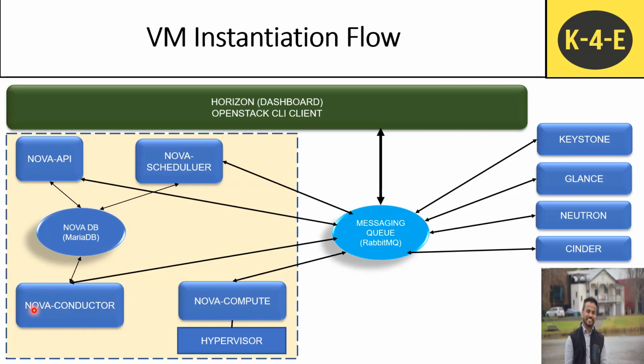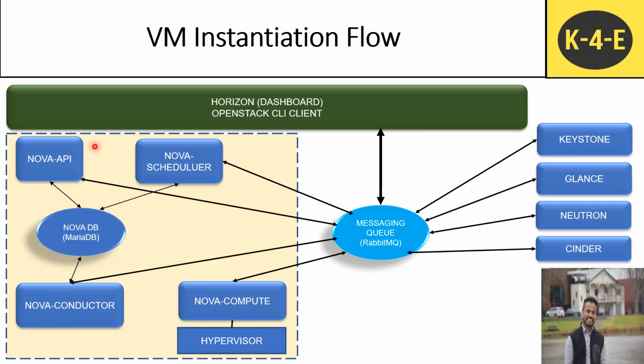So it will talk to your Nova conductor, because Nova conductor can talk to the database and it can provide information. It will check all the information and provide it back to Nova compute, saying this is the information you have, this is every piece of information related to the instance. Now this is the main service which is going to create your virtual machine.